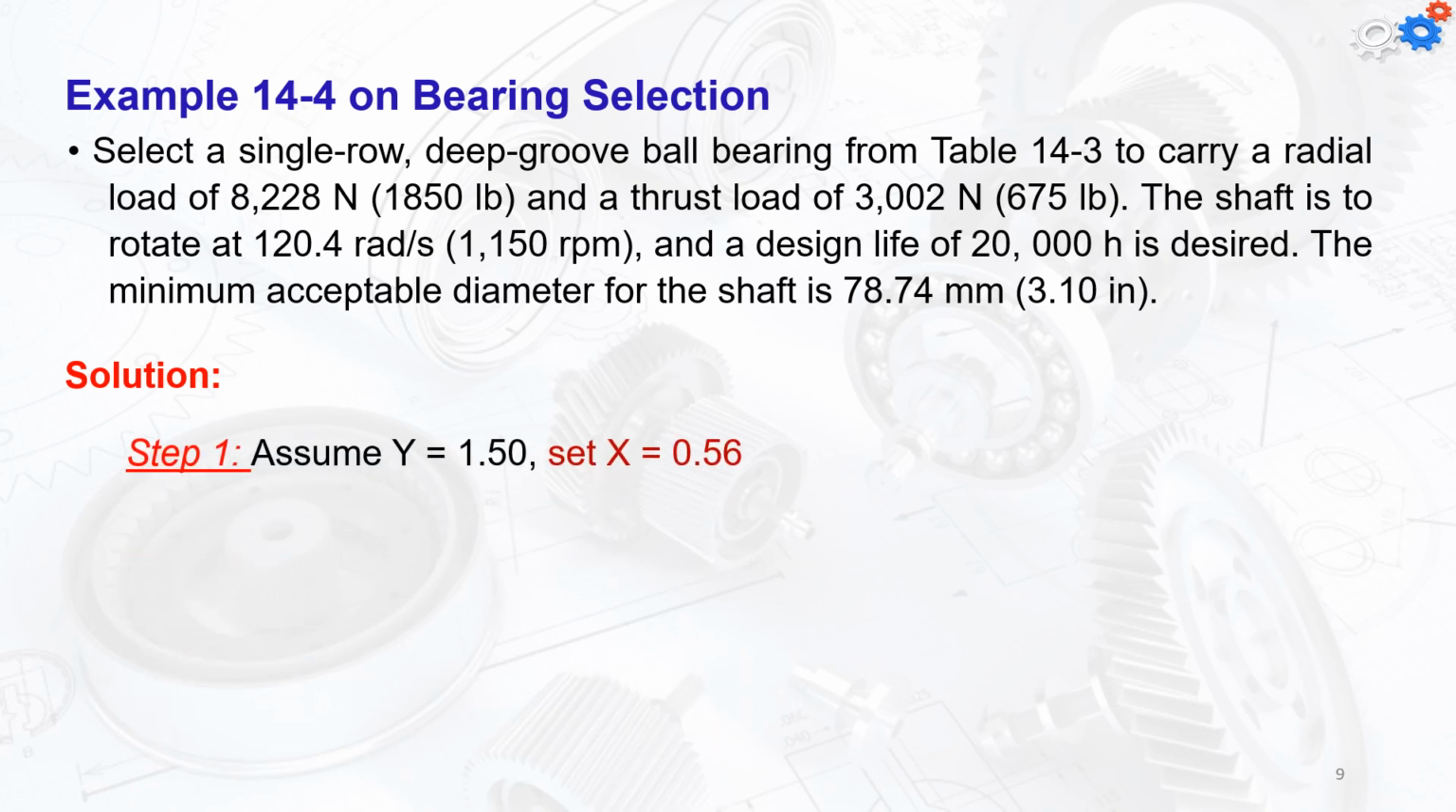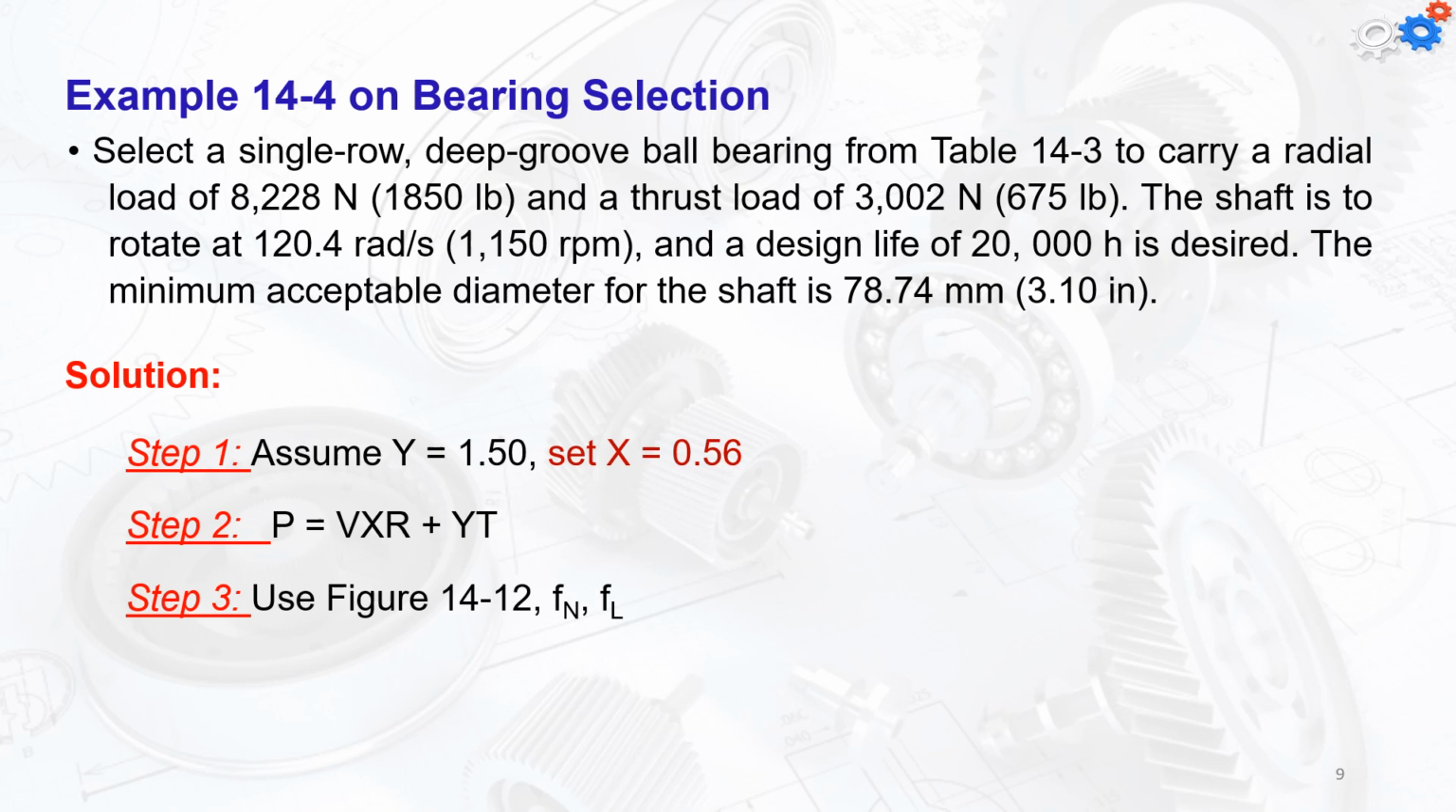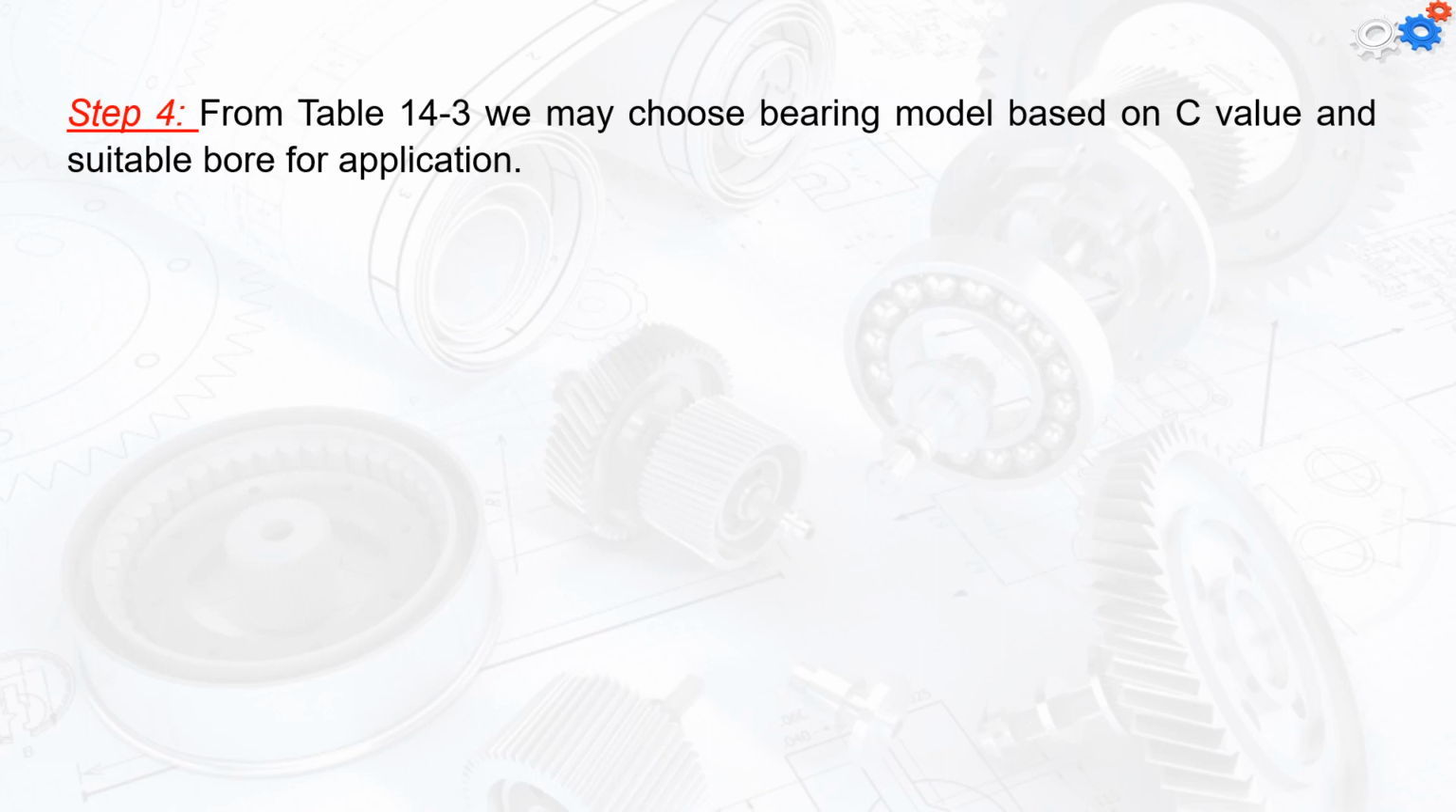So the solution steps. First, we assume Y is equal to 1.5 and X to be 0.56. Calculate P using the equation P is equal to VXR plus YT. Use Figure 14.12 to find the values for Fn and Fl, and then calculate the C value. Now, using the calculated C value, use Table 14.3 to select the bearing model based on the C value and the suitable bore for the application.